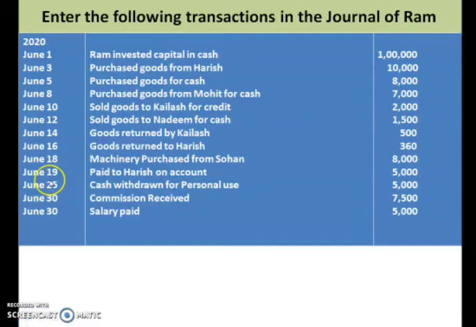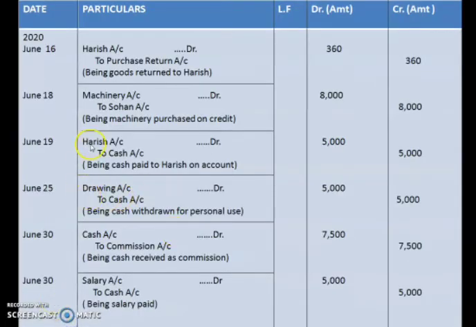Next transaction is on June 19, paid to Harish on account 5,000. You can see here, children, we have purchased the goods from Harish for 10,000 and it was a credit purchase, but we returned some goods whose value is 360, and for the remaining goods you are paying him cash, but the cash paid to Harish is 5,000. So you can write here Harish account debited to cash account.